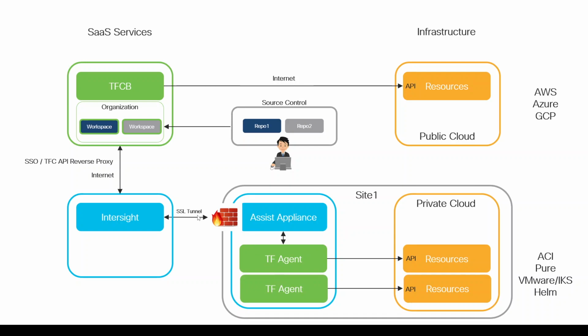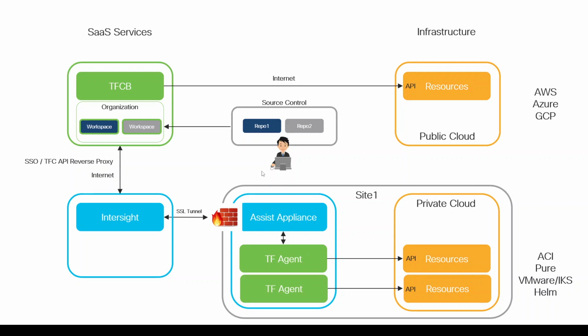So here we can see how the communications path gets established without having to poke any inbound holes through your perimeter firewall all the way back to Terraform Cloud for Business. And this is what we mean by extending the execution environment. Now the code can be proxied through Intersight, the Assist appliance, down onto the agent, and then the agent will execute API calls against local resources like your ACI fabric.